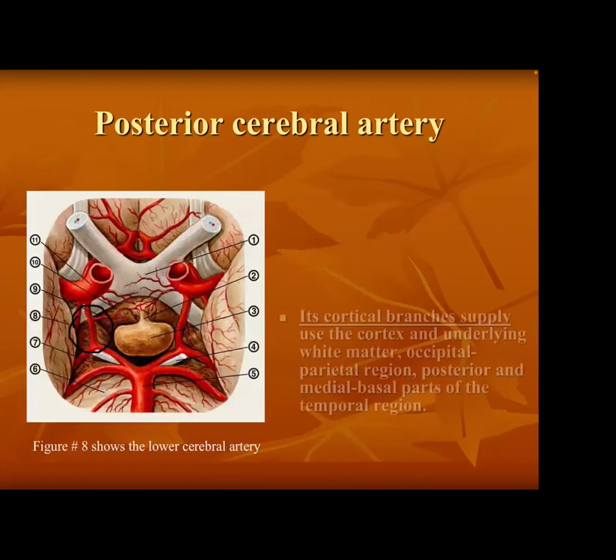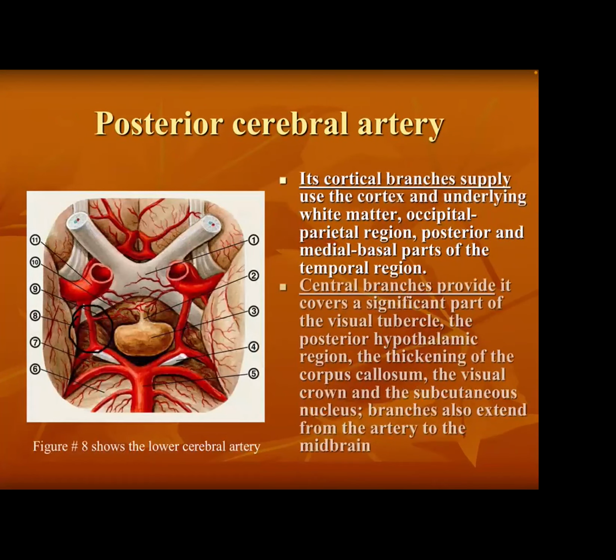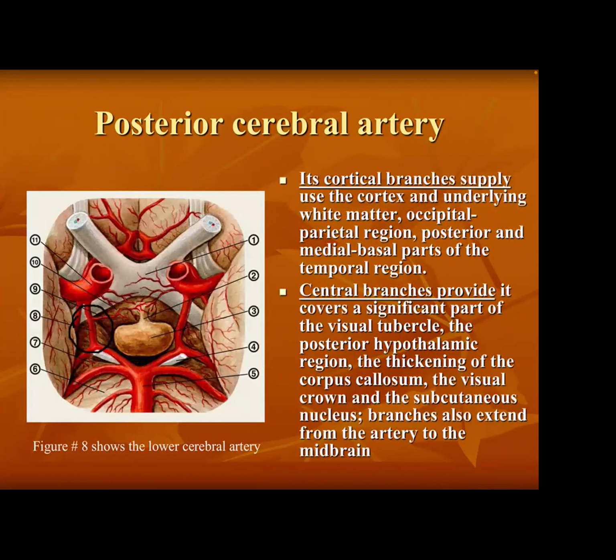Posterior cerebral artery. Its cortical branches supply the cortex and underlying white matter of the occipital and parietal regions, and the posterior and middle basal part of the temporal region. Central branches supply a significant part of the thalamus, the posterior hypothalamic region, the splenium of the corpus callosum, the optic radiation, and the subthalamic nucleus. Branches also extend from the artery to the midbrain.